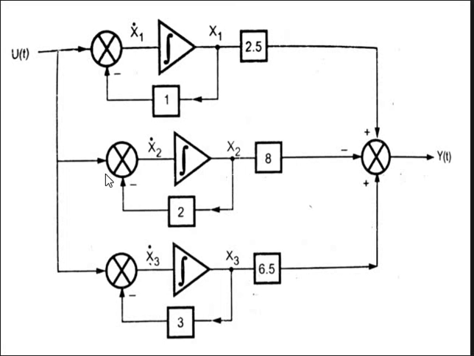and x2 dot of t is this summation output, and this summation has two inputs. One input is u of t, the second input is negative feedback, so minus 2 multiplied with x2. Therefore x2 dot of t is equal to u of t minus 2 into x2 of t, and x3 dot of t is equal to u of t minus 3 into x3 of t. And finally output y of t is equal to 2.5 multiplied with x1 of t minus 8 multiplied with x2 of t plus 6.5 multiplied with x3 of t.